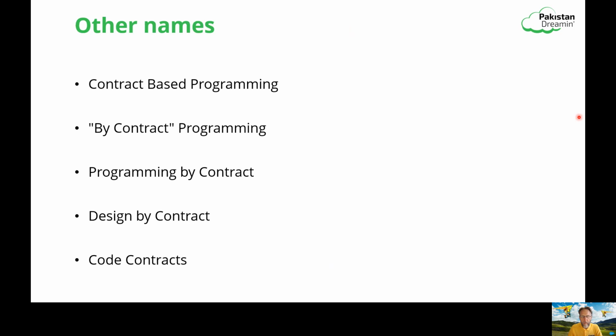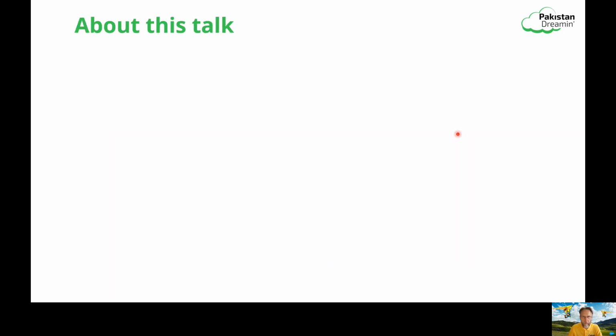There are a few other names you may or may not have heard of for contract-based programming. There's by contract programming, programming by contract, design by contract, code contracts. They're generally pretty much the same thing. And most of these are really focusing more on the automated testing that a contract is adhered to, so defining that within the code itself. I'm going to be talking about a bit wider scope than that because there is quite a lot of focus on the documentation side outside of that as well, which I think is important.